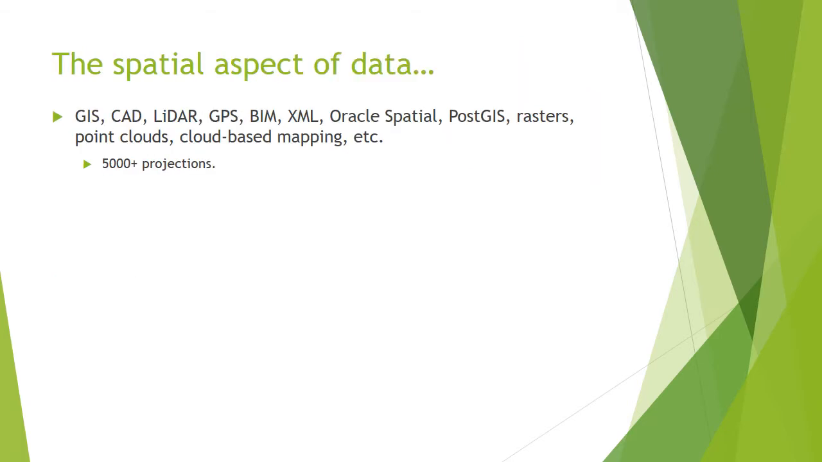But there's this spatial aspect to the data, or geospatial aspect. We're talking about GIS, CAD, LiDAR, GPS, BIM, XML, Oracle Spatial, all of these different spatial file types where the data sits somewhere spatially. It's located somewhere. When we're talking about the geospatial aspect of data, we're talking about where that data sits on the planet. So for that data to sit somewhere, it needs to match the curvature of Earth, so it needs to be given some projections. And Safe's spatial ETL tools allow you to move between 5,000 different projections.